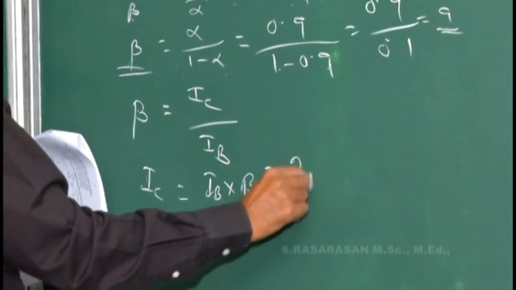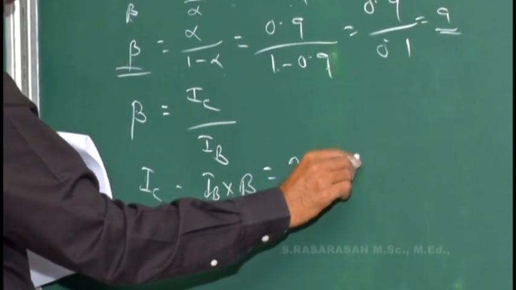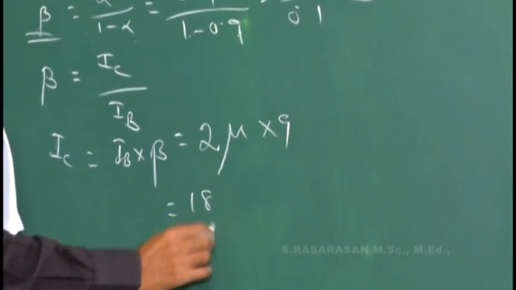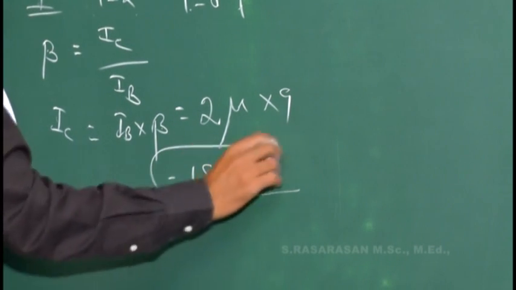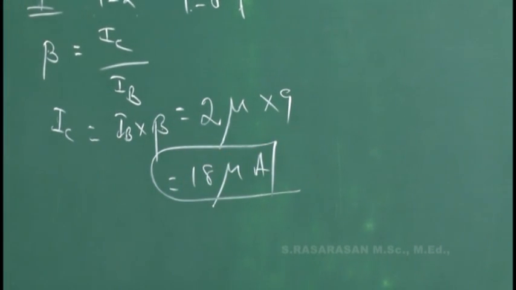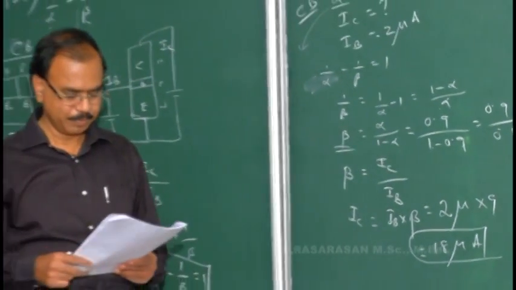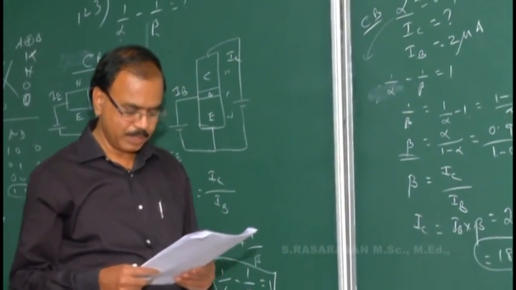What is IB? 2 microampere into beta is 9. So 18 microampere must be the answer. Yes, it is in option D, 18 microampere.